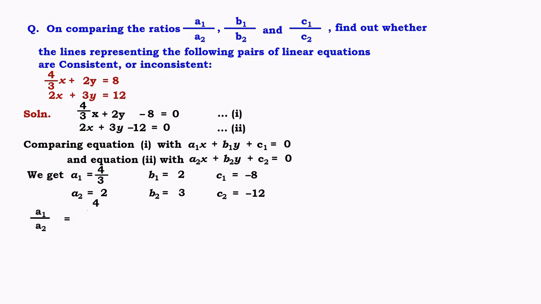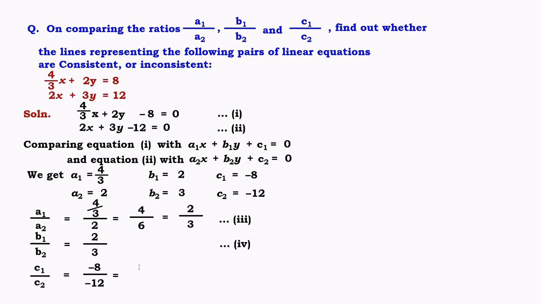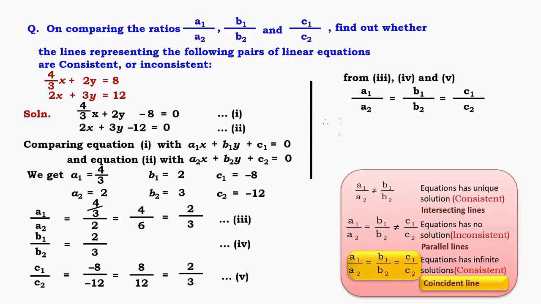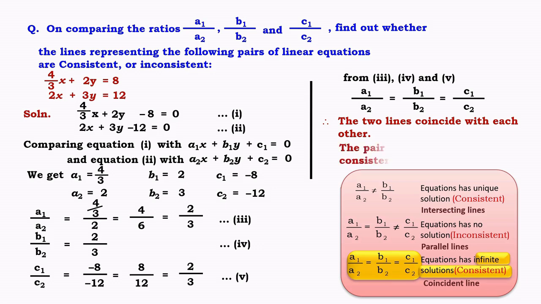Now, let us compare the ratios. a1/a2 is (4/3) divided by 2, which is 4/6, that is 2/3. b1/b2 is 2/3. c1/c2 is -8/-12, which is 8/12, that is 2/3. Since all three ratios are equal, the equations represent the same line. So, the lines are coinciding. This means there are infinitely many solutions. Therefore, the system is consistent. Final conclusion: the given lines coincide with each other and have infinitely many solutions.